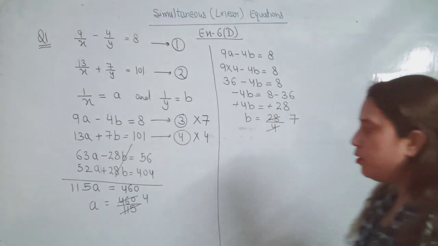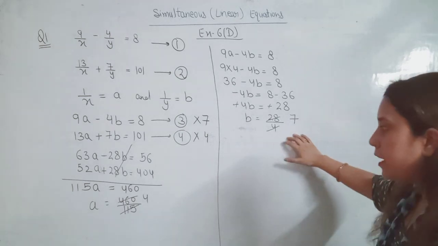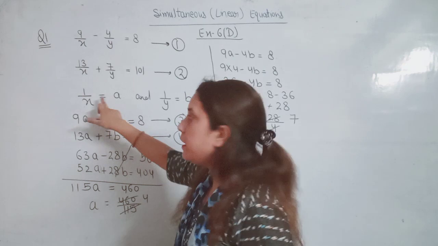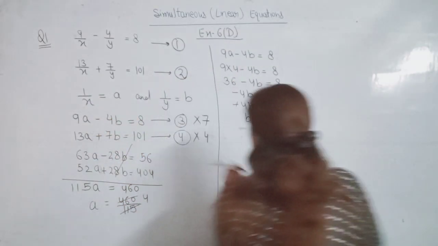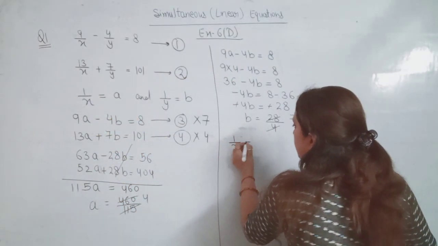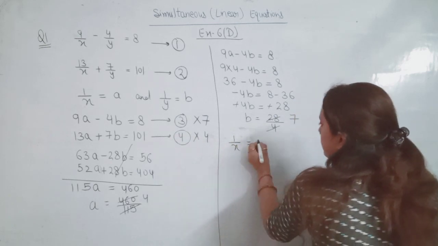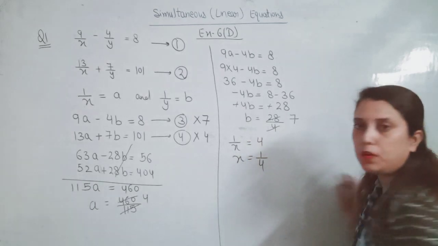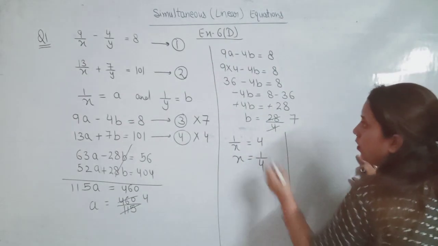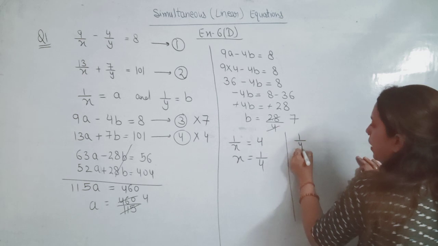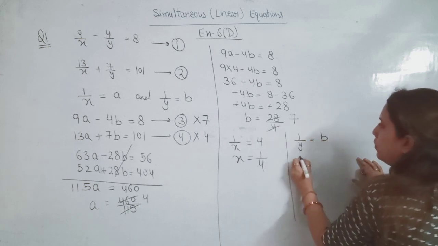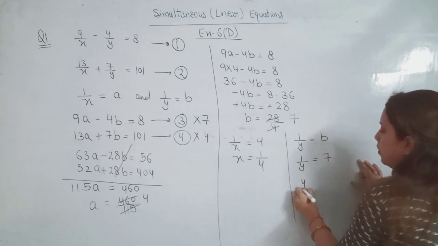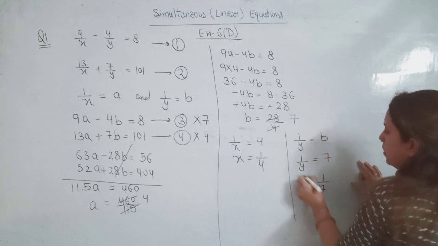After getting the value of a and b, again we will put them back. In the starting we let 1 upon x is equal to a. So 1 upon x is equal to a. a is 4. So the value of x is equal to 1 by 4. Okay. Now 1 upon y is equal to b. The value of b is 7, so 1 upon y is equal to 7. The value of y is equal to 1 by 7.